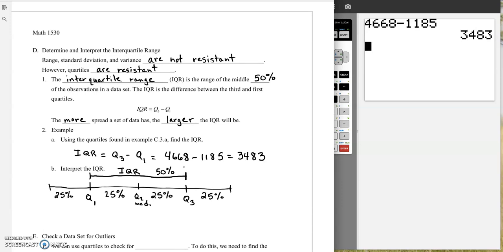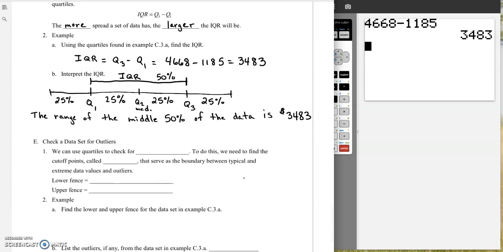So what does the IQR actually mean here? It means that the range of the middle 50% of the data is $3,483, because that's what we were measuring. So that's how you find the interquartile range.